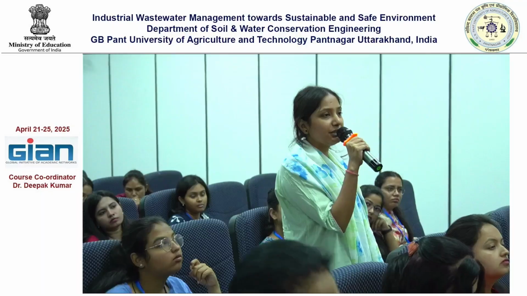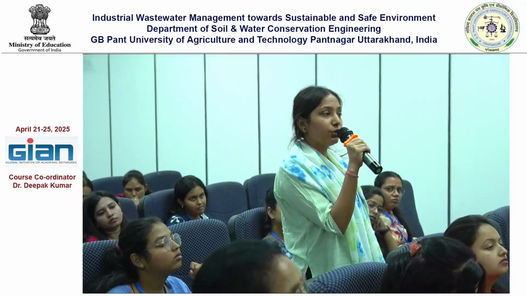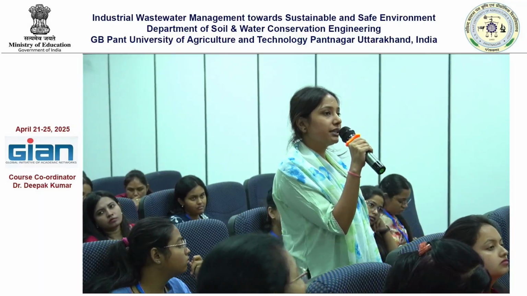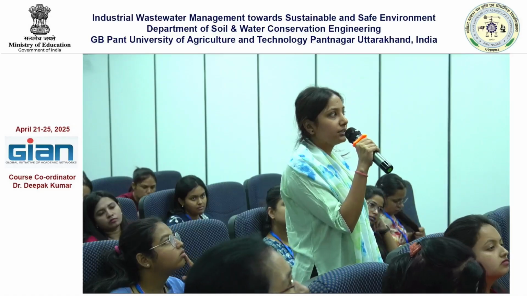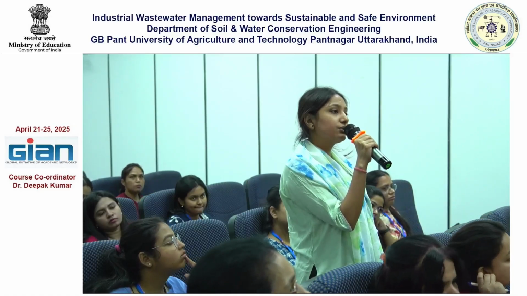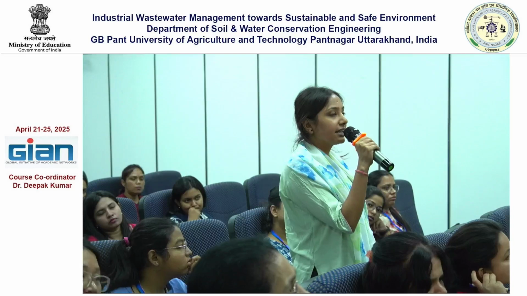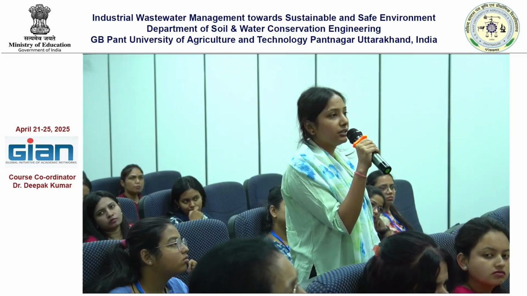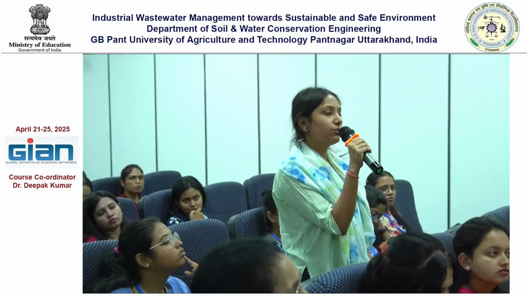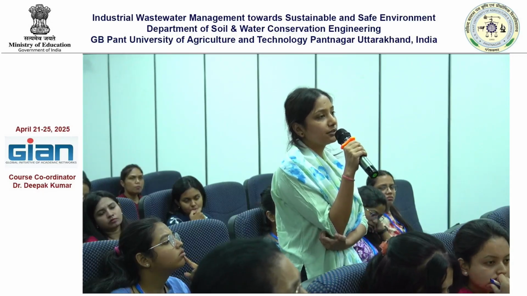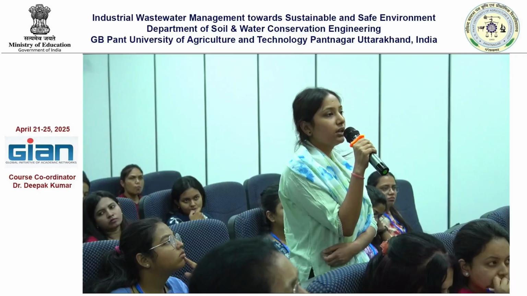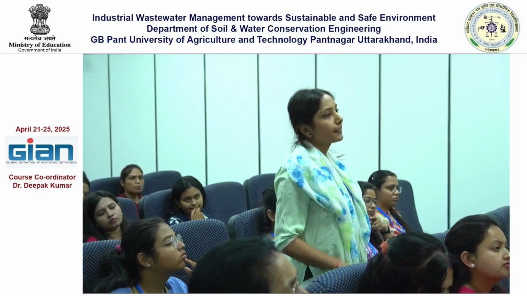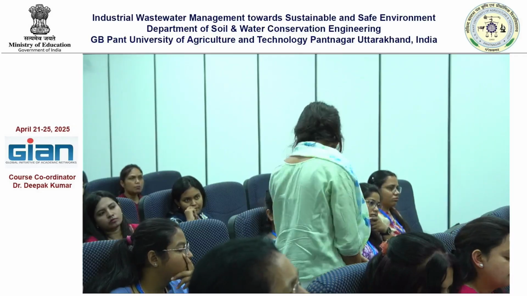Sir, as you have discussed in the previous lectures about the emerging contaminants, the PCBs and PFAs, one of the most important emerging contaminants that we often read about is microplastics. Sir, these pre-treatment and secondary treatment are not that effective for their treatment. So, are there any alternative methods by which we can treat those emerging contaminants?